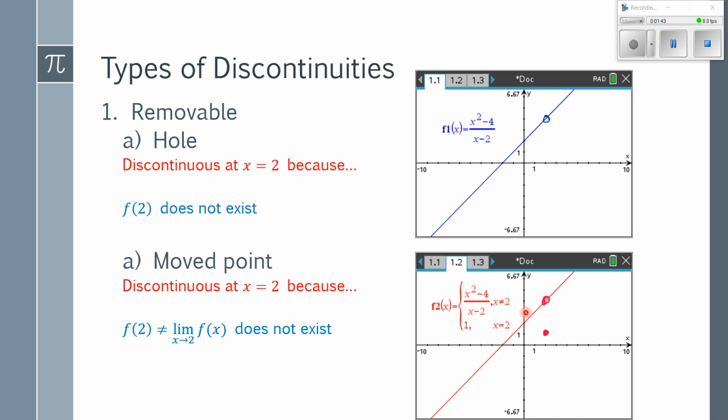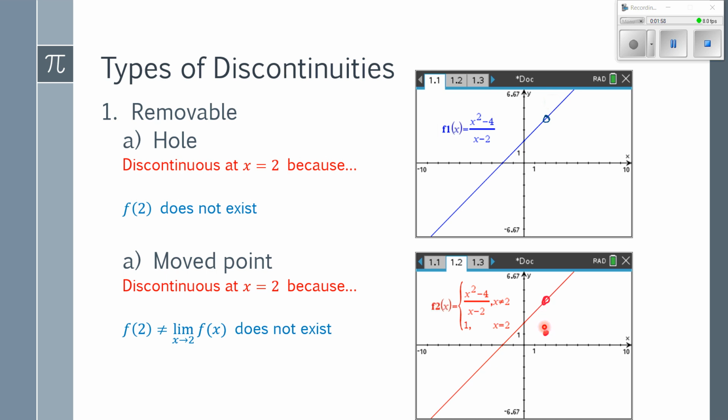And that would be why it is discontinuous there. A moved point is like a hole, but it's like we took the point out of that hole and moved it up or down to a different place. A hole, we just took this point out and threw it away. Here, we took the point out and moved it.